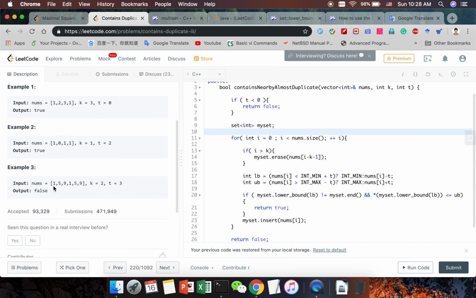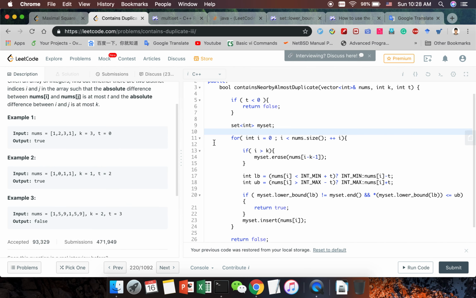However, for the third example, we cannot find any pair of numbers that satisfy both conditions. You can try it if you don't believe me. So we should return false. So how to solve this problem?